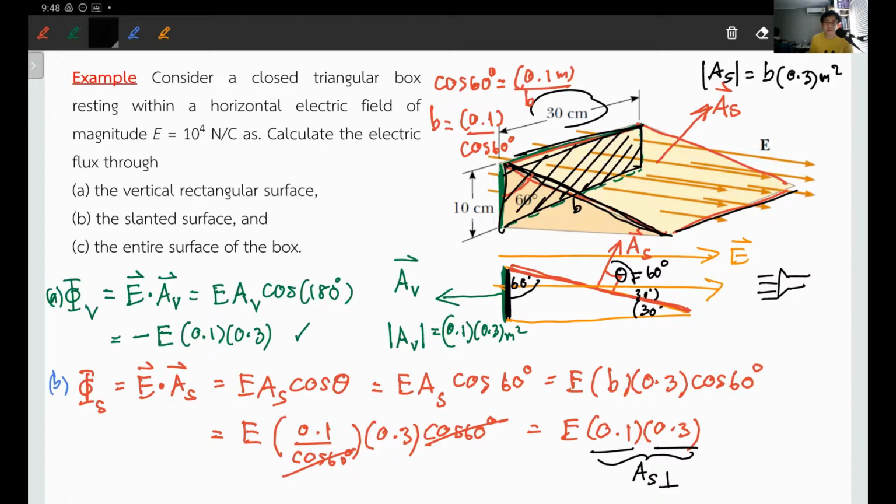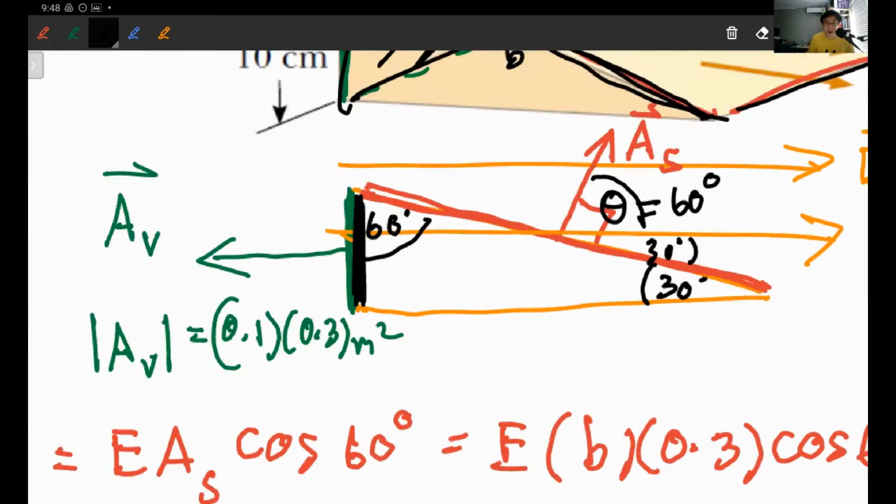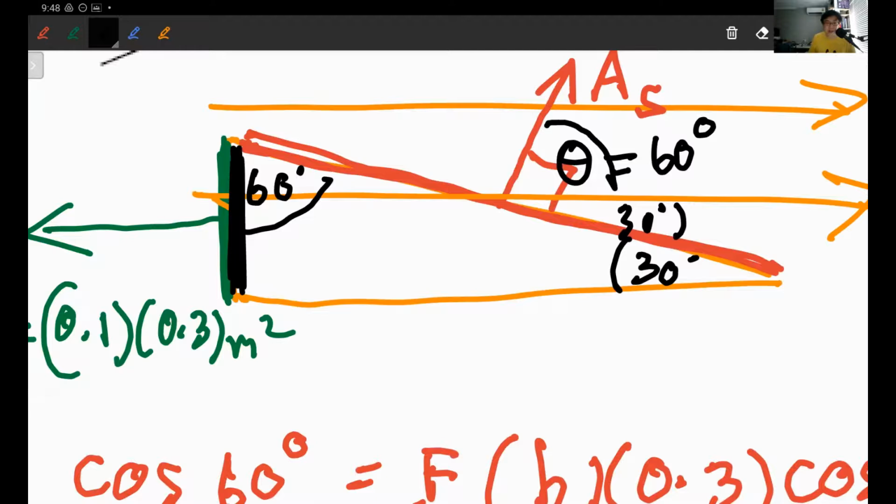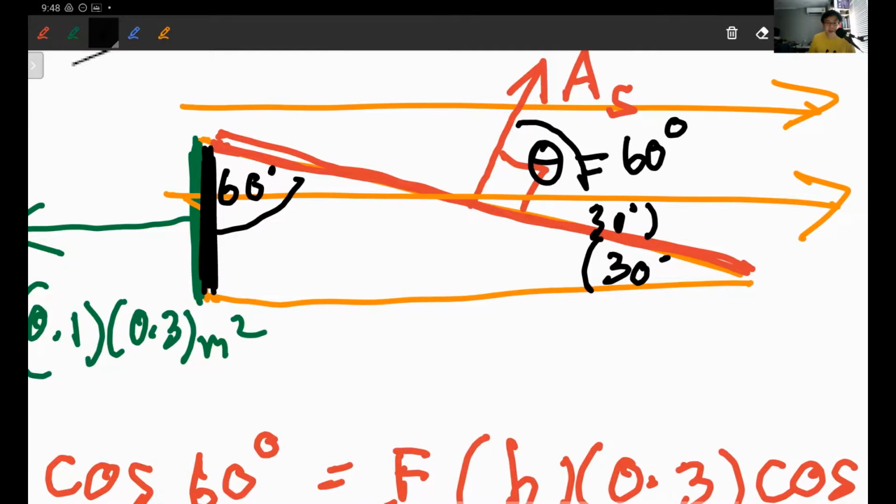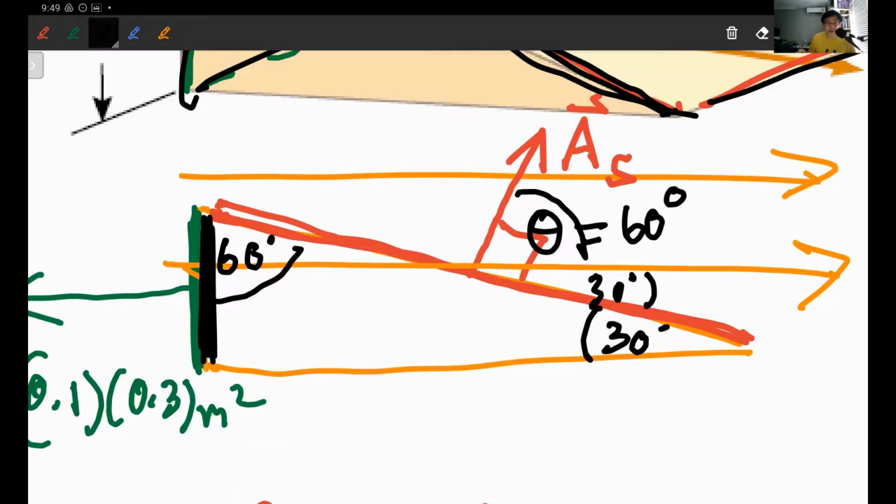Ajahn, why is A sub S a shadow again? Oh, okay, one more time. Think of it this way. The red is the slanted surface, right? The electric field is pointing horizontally.